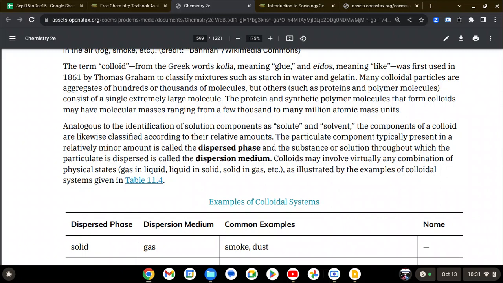Analogous to the identification of solution components as solute and solvent, the components of a colloid are likewise classified according to their relative amounts. The particulate component, typically present in a relatively minor amount, is called the dispersed phase, and the substance or solution throughout which the particulate is dispersed is called the dispersion medium. Colloids may involve virtually any combination of physical states, gas and liquid, liquid and solid, solid and gas, etc., as illustrated by the examples of colloidal systems given in Table 11.4.